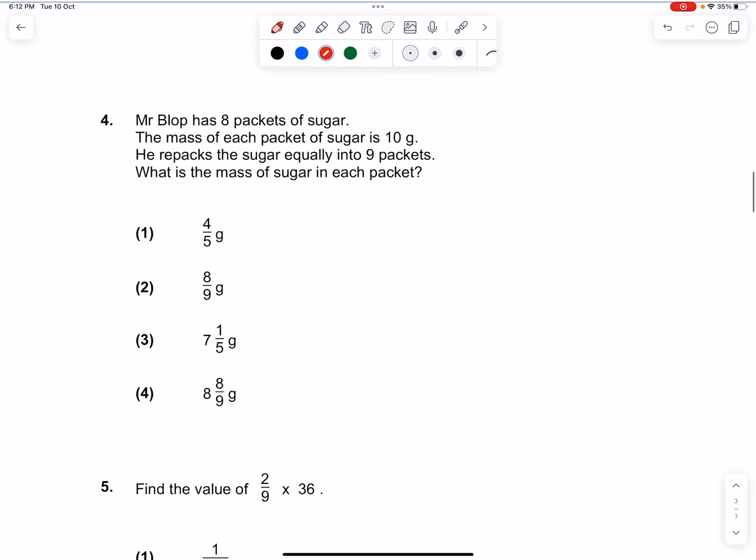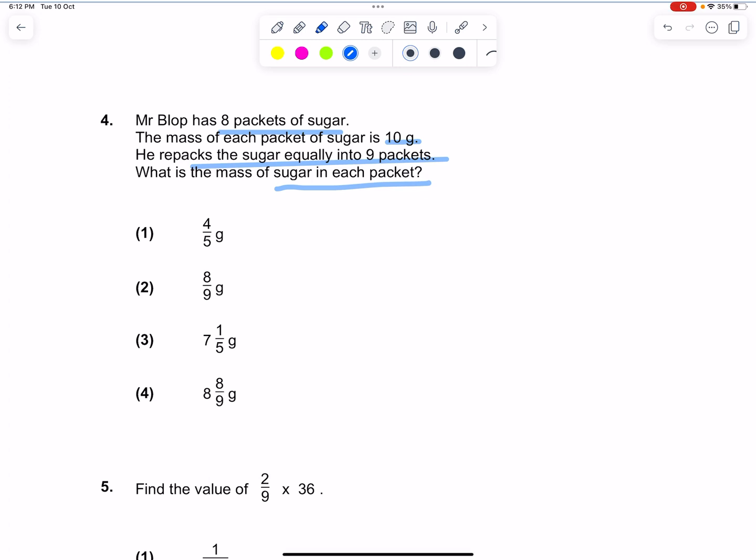Moving on to question number 4. Mr. Block has 8 packets of sugar. The mass of each packet is 10 grams. He repacks the sugar equally into 9 packets. What is the mass of the sugar in each packet? So this is given in terms of fraction.